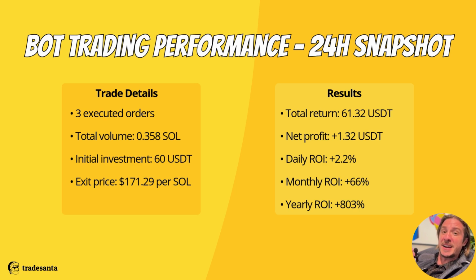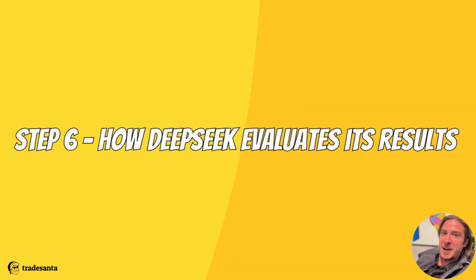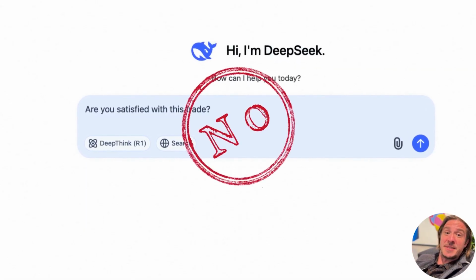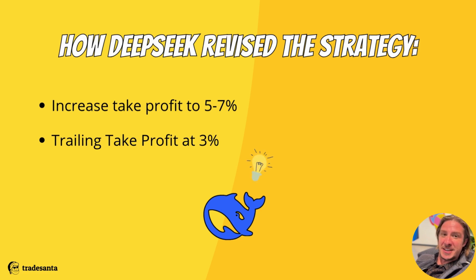Now let's take a quick look at the numbers. In one day, the bot executed 3 orders for about 0.358 SOL, which cost me $60. When it sold that amount, Solana was trading at 171.29, and I got back $61.32. That's a profit of $1.32 in a day, which is 2.2%. Well, I couldn't help but ask DeepSeek, was that really a good trade? And it wasn't.